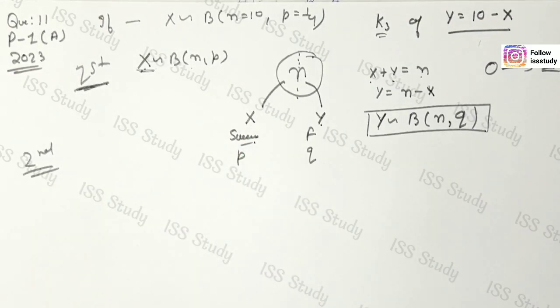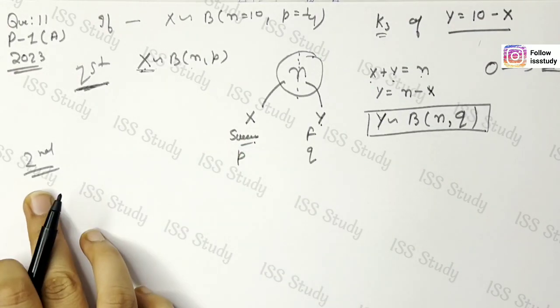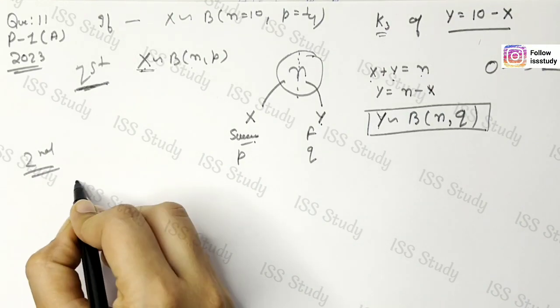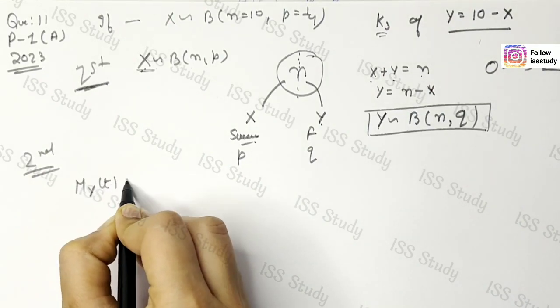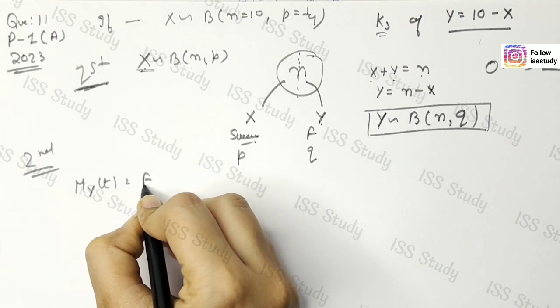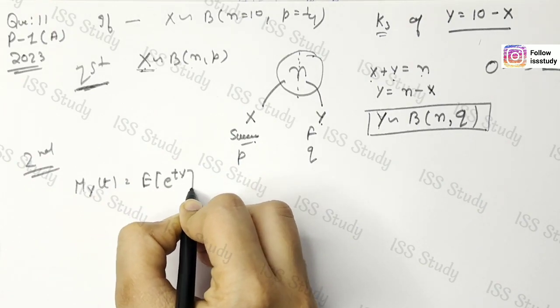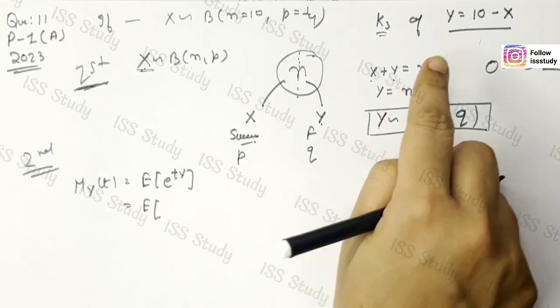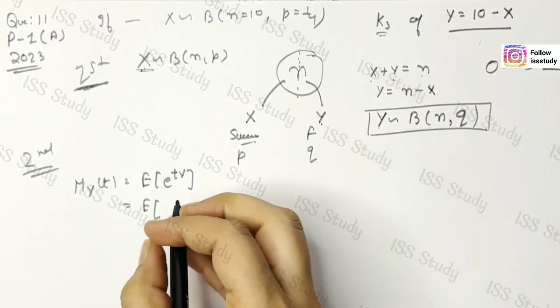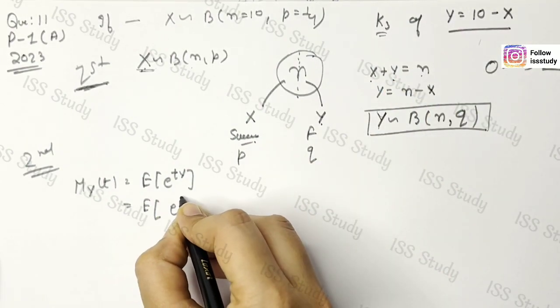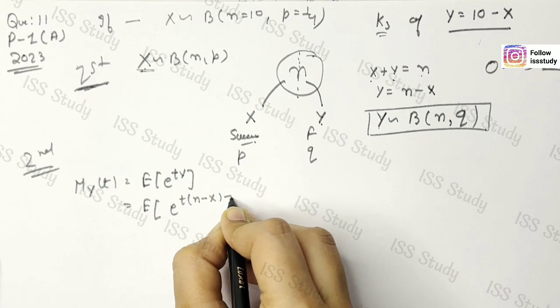Now coming to the second method, I am going to take the help of the MGF. So the MGF of this y can be written as the expectation of e to the power ty. What is the value of y? The value of y is n minus x. So first of all I'm taking n minus x.